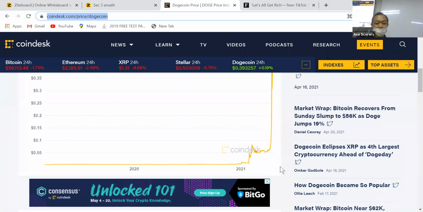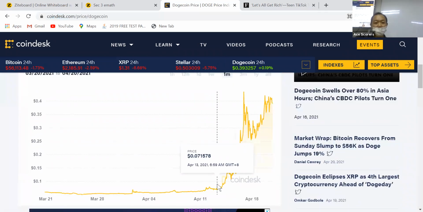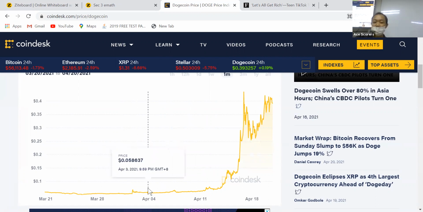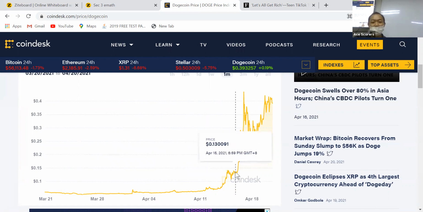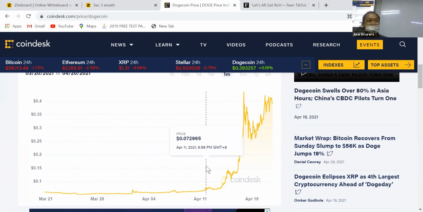Then narrow it down to 1 month. 1 week, okay. Here it was at 0, then nothing much, right? Here already 10 times, he already made 10 times the amount. Then all of a sudden, April 16, it suddenly became like 43 cents. Within 1 day he became a millionaire by accident. So from here to here is 40 times.